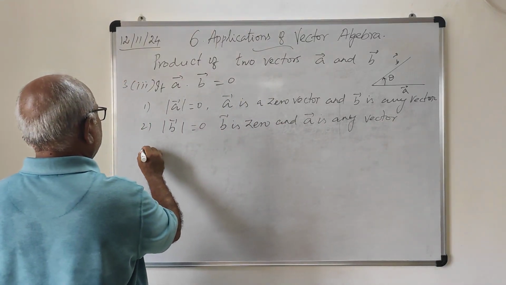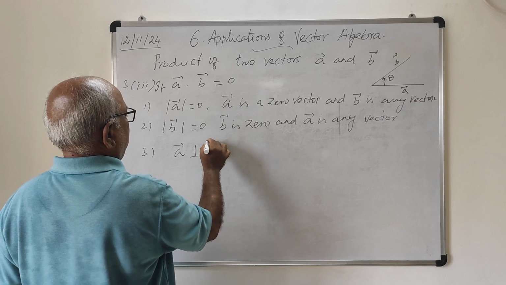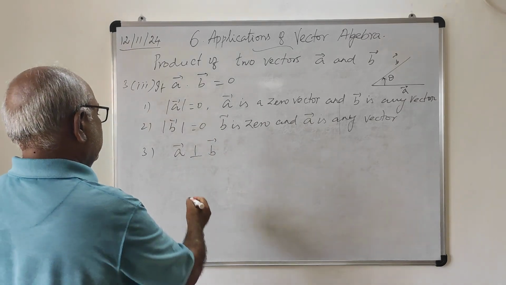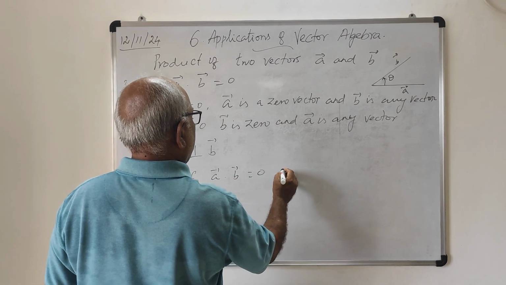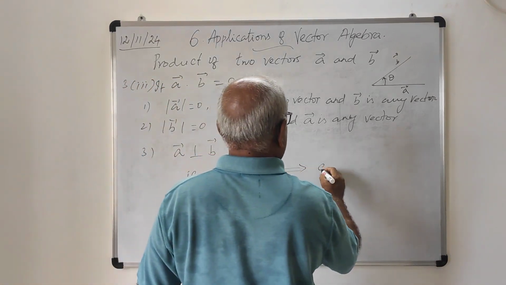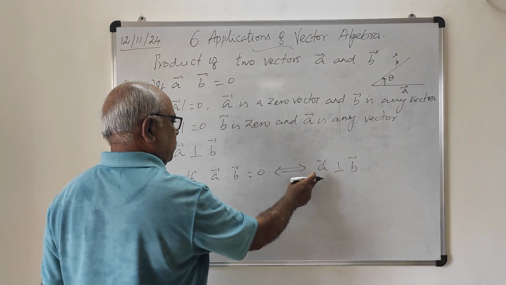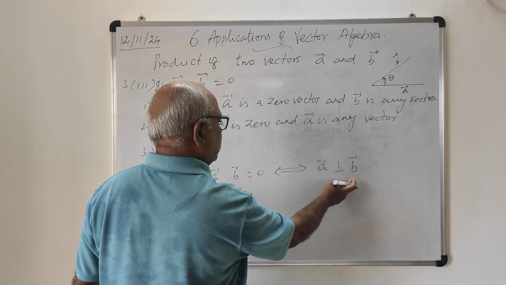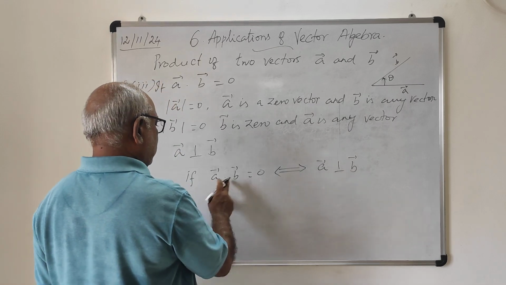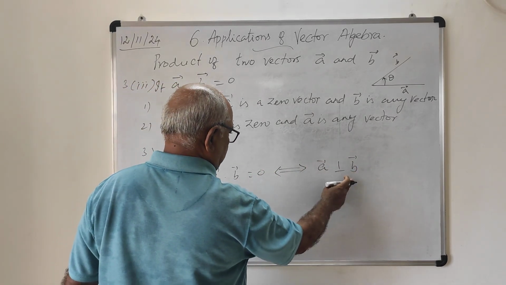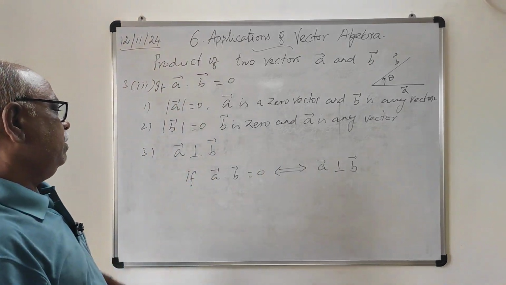Third case: A dot B is 0 implies A vector is perpendicular to B vector. That means A dot B equals 0 if and only if A vector is perpendicular to B vector. If A is perpendicular to B, then A dot B is 0. This is a two-way implication. If A dot B is 0, then A is perpendicular to B, or if A is perpendicular to B, then A dot B is 0. Two-way implication for this property.